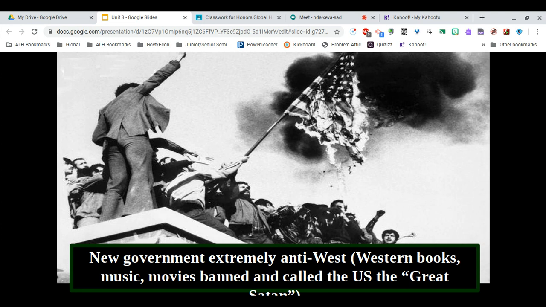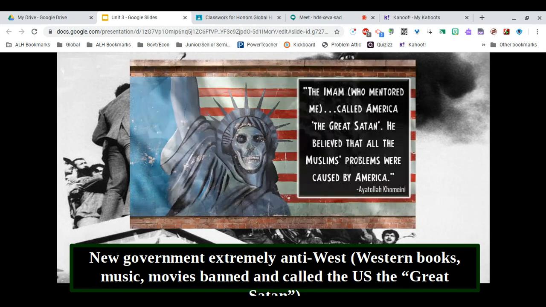And this is a big deal because this basically is the exact opposite of what the Shah said. You want to think of the Iranian Revolution as going from one extreme to a completely other extreme in a very overnight situation.